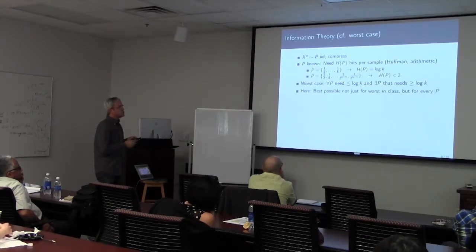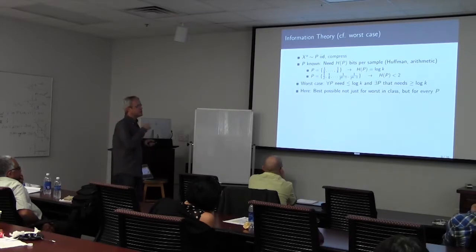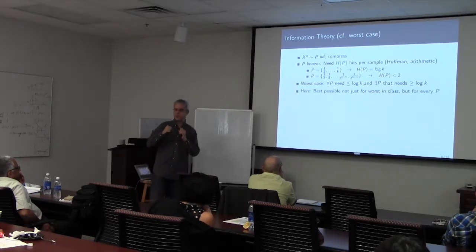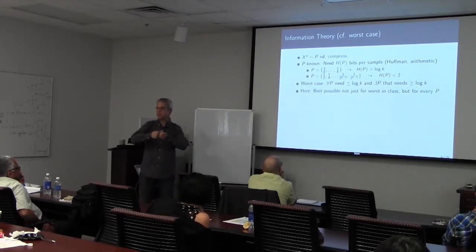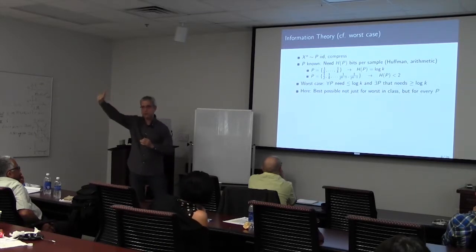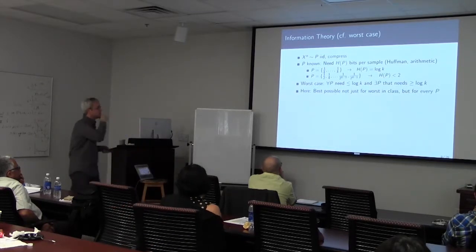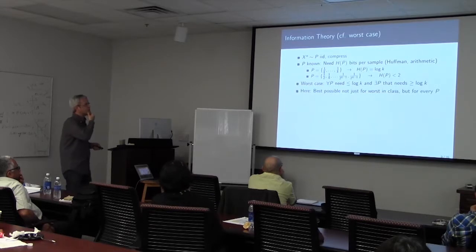And what we want to do here is we want to get the best possible, not just for the worst distribution in the class, but for every distribution. So the equivalent in the other problem would be for every two distributions P and Q, we want to get the best that you can for those two distributions, not aim for the worst pair in the class. Okay, so that's the competitive version that we're looking for.